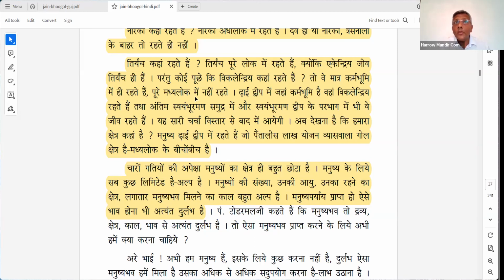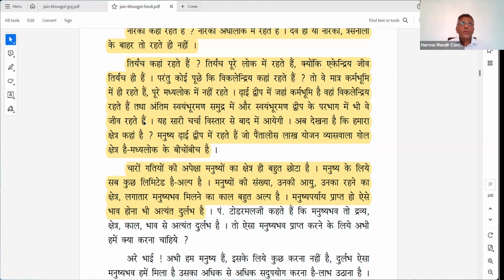So we'll see shortly when we talk about the middle lok, we'll see the first two and a half islands. There in the first two and a half islands, where there is karma bhumi, the vikalendriya jeev reside. They also reside in the last ocean, the Swayambhu Raman Samudra, and in the outer part of the Swayambhu Raman Dweep. So they live in the first two and a half islands right at the center. They also live in the last ocean, the biggest ocean at the end, which is known as the Swayambhu Raman Samudra. And they also reside in the outermost island, which is known as the Swayambhu Raman Dweep. So they reside there also.